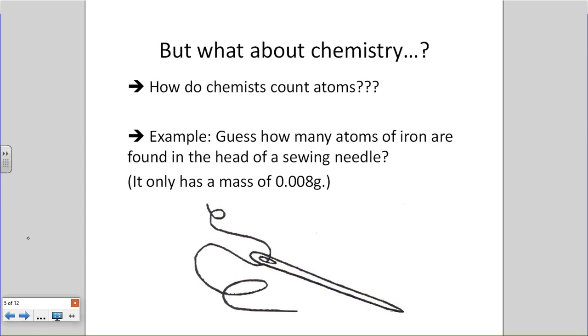So, let's take a typical sewing needle. Everyone's familiar with a sewing needle. And we want to try and guess how many atoms of iron are found in the head of the sewing needle. So the sewing needle head is this part up here where you put the thread through the hole. And to give you some kind of perspective in terms of mass, it's not a lot, 0.008 grams on an average size needle. So take a guess. How many atoms do you think are in there?